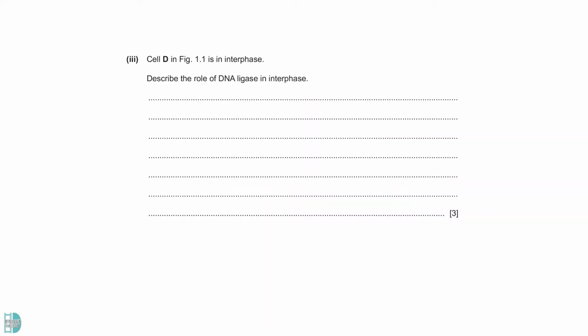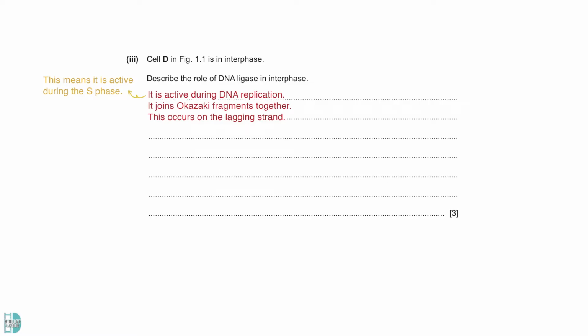3 wants you to describe the role of DNA ligase in interphase. DNA ligase is an enzyme that is active during DNA replication. This means they are active during the S phase. It joins the short fragments called the Okazaki fragments together on the lagging strand.